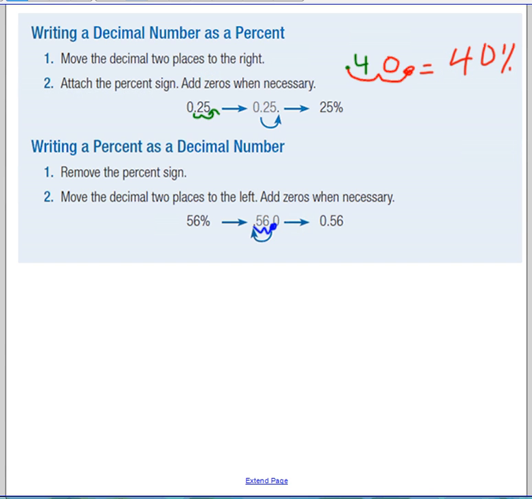Now an example when you would need to add a zero is, let's say that we have 7%. So again, they want us to just look at the number, which is 7. The decimal would be at the end. And so now, when we're moving our decimal 2 spaces, we're moving 2 spaces to the left. And notice this time, our 0 will go in front of the number instead of after. And so as a decimal, we have 0.07.